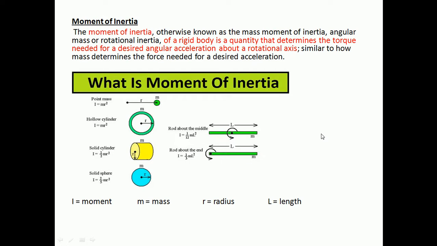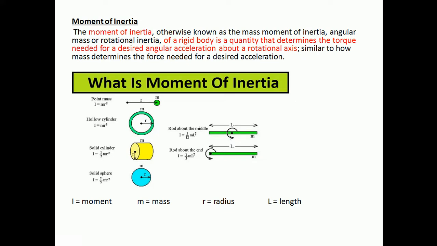What is the moment of inertia? The moment of inertia of a rigid body is a quantity that determines the torque needed for a desired angular acceleration about a rotational axis. This is the definition of the moment of inertia. What is the torque? We will be discussing in the next part.